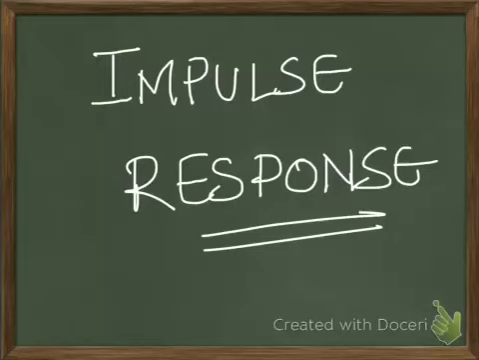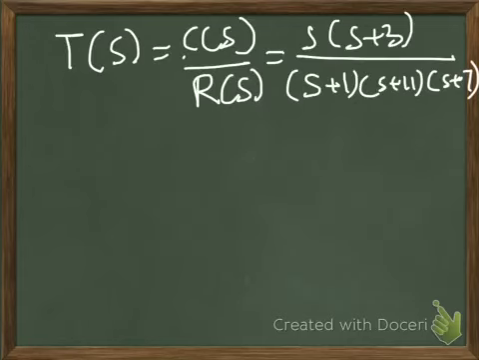Hello everyone, in this video let us learn how to find out the impulse response of a transfer function. So in the given question we have T of s is equal to s into s plus 3 by s plus 1 into s plus 11 into s plus 7.